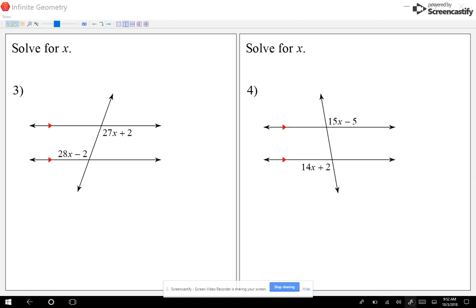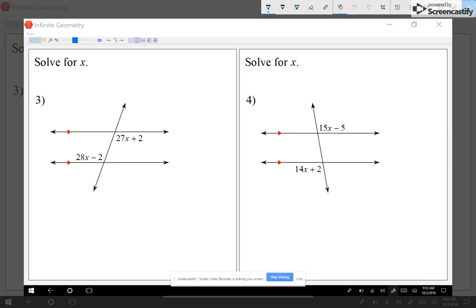I'm still dealing with alternate interior or alternate exterior, but now in this case, I'm asking you to solve for x. So if you look at my example 3, this angle and this other angle, the two angles that I'm showing you, that's an example of alternate interior. Because they're alternate interior, I know they're equal to each other. So I'm going to say that 28x minus 2 equals 27x plus 2. I know they're equal to each other, so I'm going to let them equal each other.